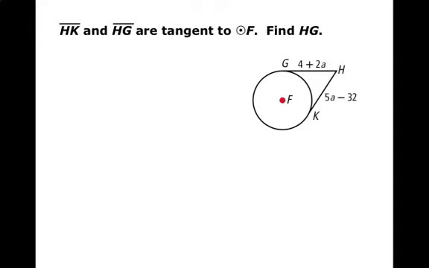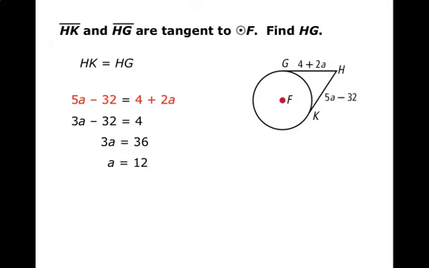So here, HK and HG are tangent to circle F. They want us to find the length of HG. Well, since they're both tangent to the same circle, they both come from the same external point H, we know that HK equals HG. So from there we can substitute in our values that we know, and we get that A is 12. But since they wanted us to find the length of HG, we need to go back and substitute 12 in for A. And we get that HG is 28.